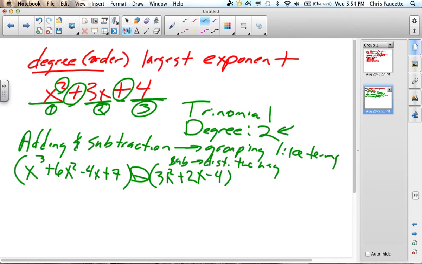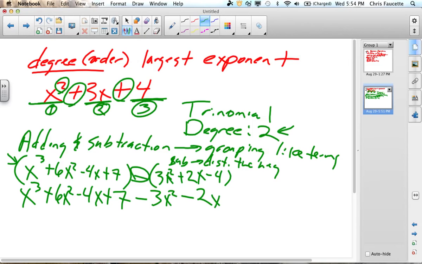I've got subtraction here, so the first thing I'm going to do is distribute that in. I'm going to have x cubed plus 6x squared minus 4x plus 7. And if you remember back to Algebra 2, we called this clearing the grouping symbols. We're getting rid of our parentheses. I'm going to do minus 3x squared minus 2x. So I've got to distribute this into here, and also have to distribute it into there. Negative and a negative gives you a plus 4.